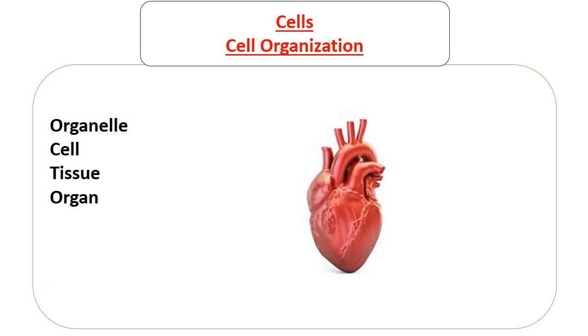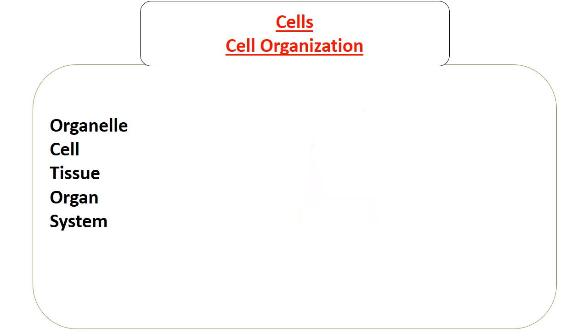Then the other type of tissue that makes up the heart are what we call muscle tissues, the ones that are made up of muscle cells. So for the heart to pump blood, the muscle tissues have to contract and relax. A group of organs that perform different functions but ultimately carry a common objective makes up what is called a system.